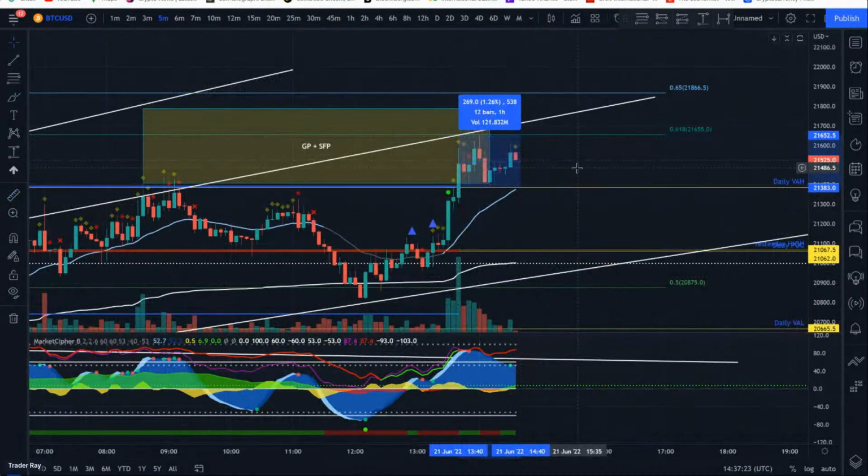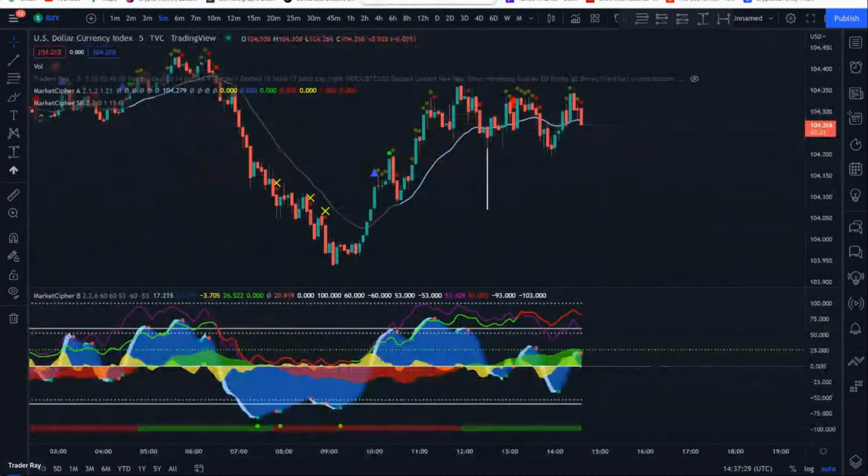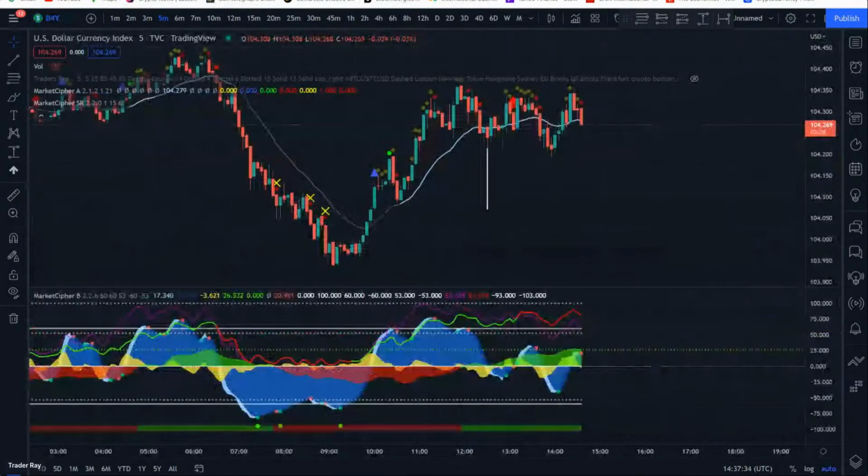Small trading range, 1.2% in the last hour. Not a lot. Dollar index is going down. Let's see if BTC starts pumping.